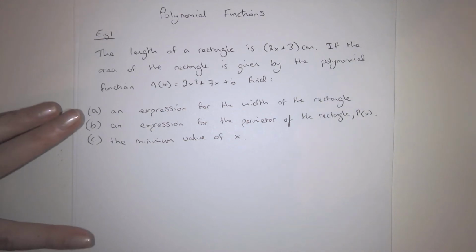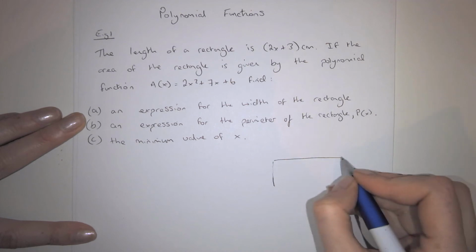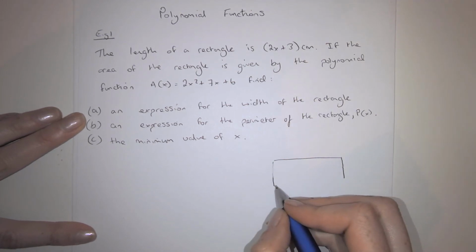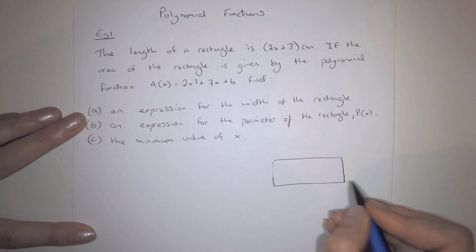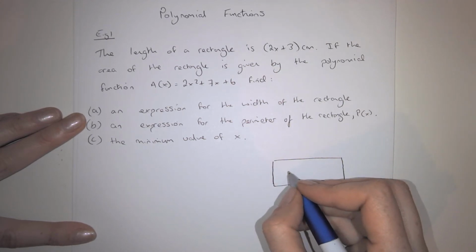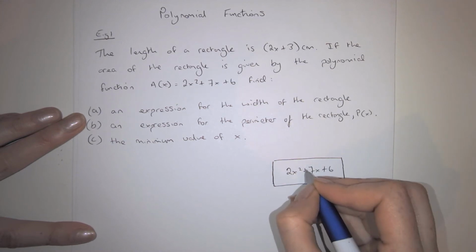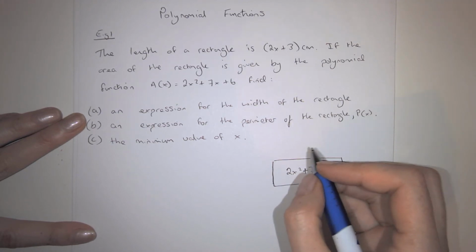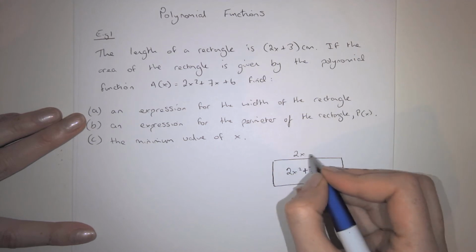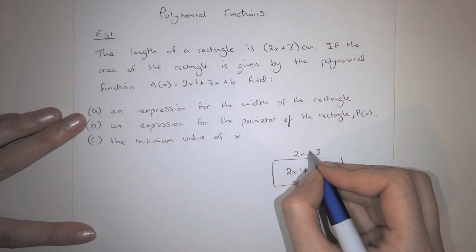So before we start any of these questions, I think always a good thing to do is a little rough diagram, especially if there isn't one given in the question. I think it always helps just to have a look at it. So we'll write the area in the middle, so it's 2x squared plus 7x plus 6. And the other piece of information that we're given is the length, which is 2x plus 3. Okay, and we're looking for the width.